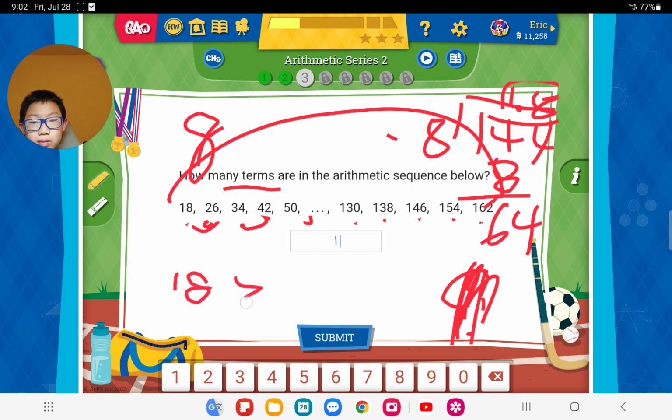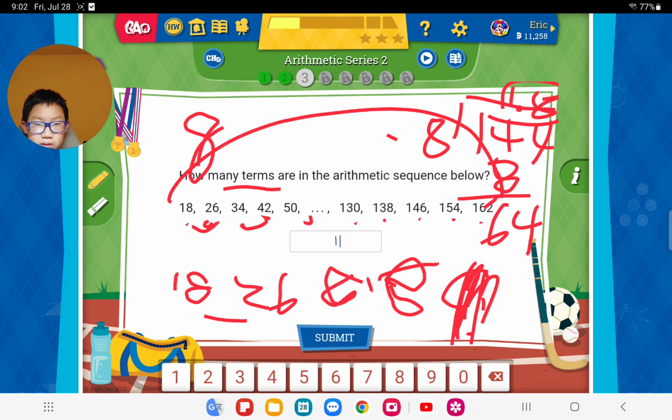What's the difference? 8. So 8 divided by 8 equals 1. How many terms? How many terms in this sequence?